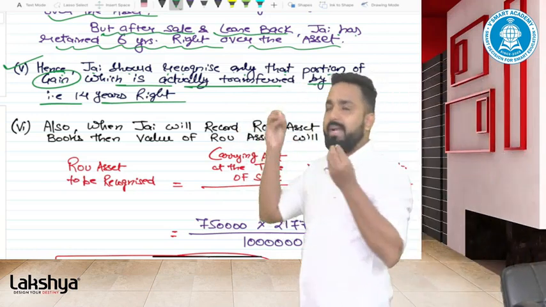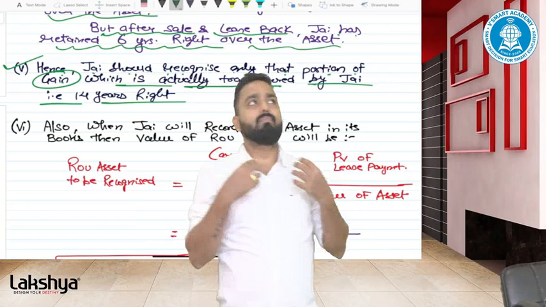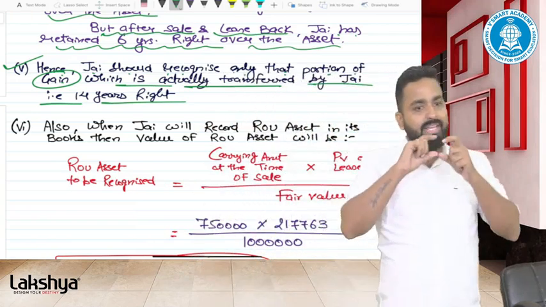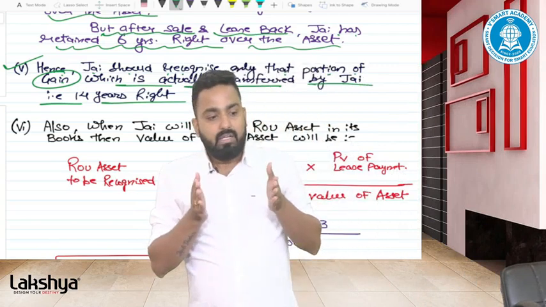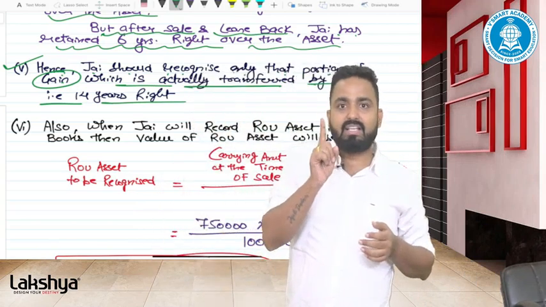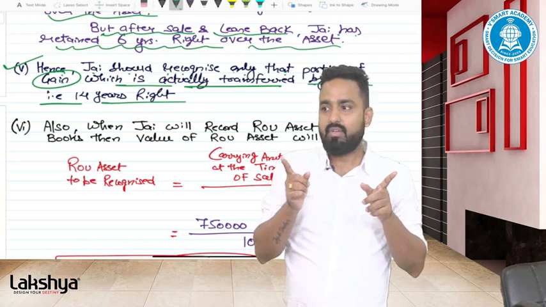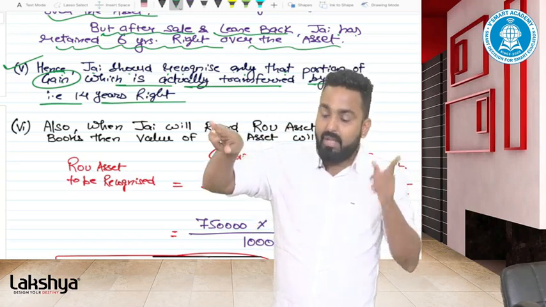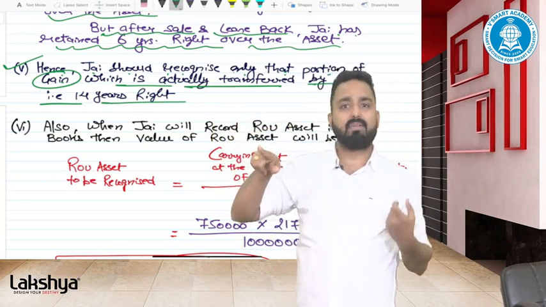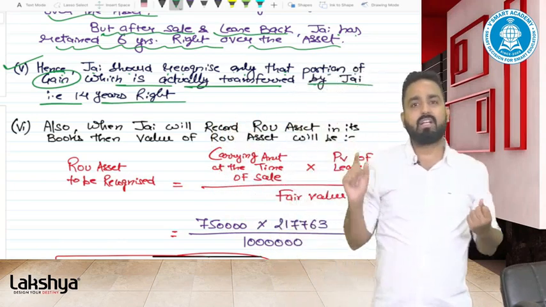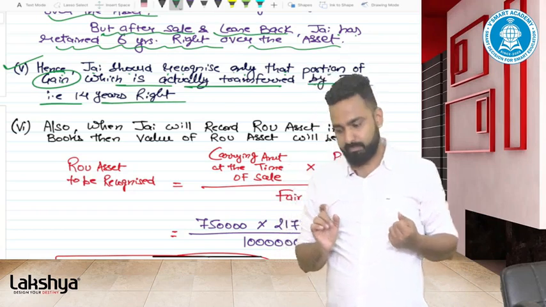The basic logic behind booking only a partial gain is that in a single transaction, we have two things. First, we sold the entire asset, but second, we get back a portion of the same asset. So technically, the gain should be recognized only for the transferred portion.